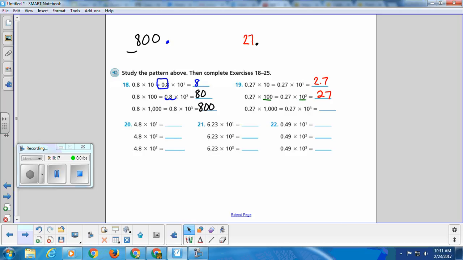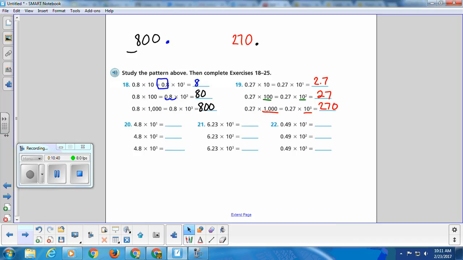Now, if I'm multiplying by 1,000, or 10 to the third power, I'm going to move it 3 places. Now here's where I want you to see the visual. 1, 2, 3. Hey, there's a gap there. What do I need to fill in that gap? Or hold that place? 270.